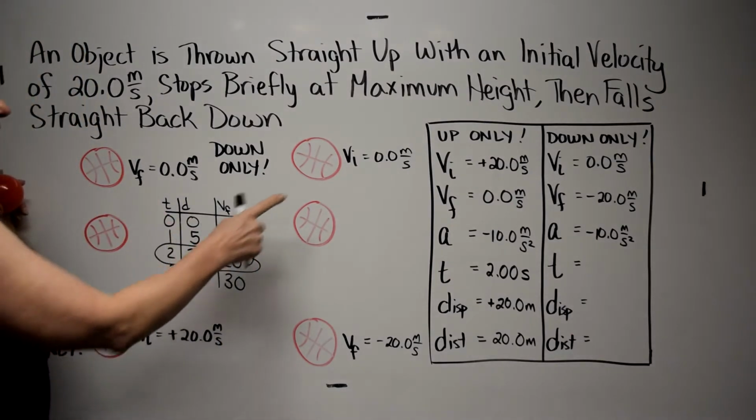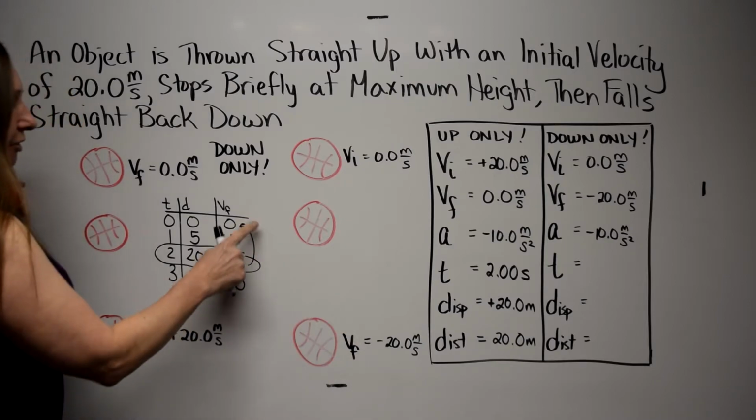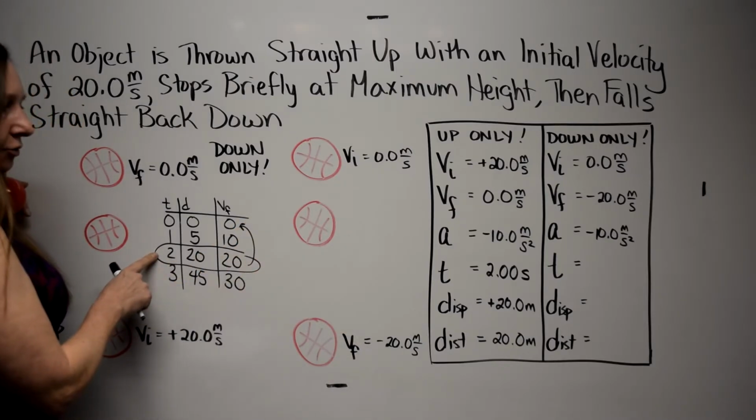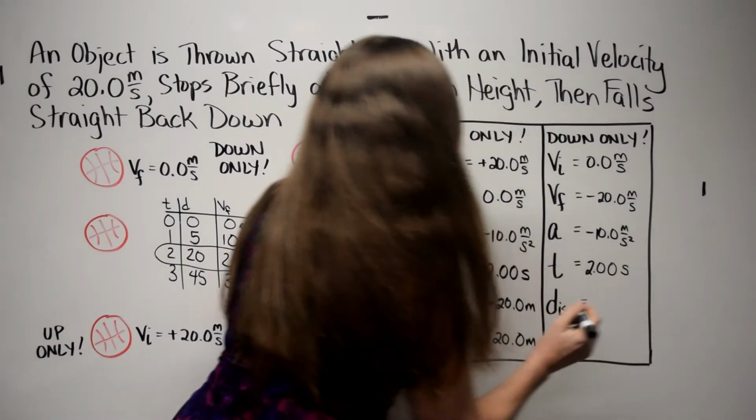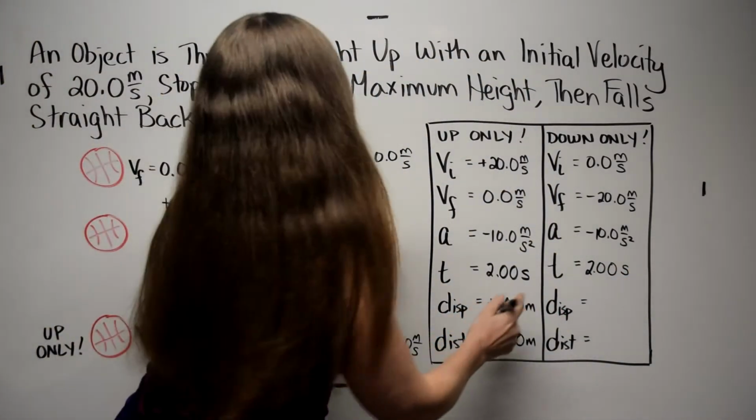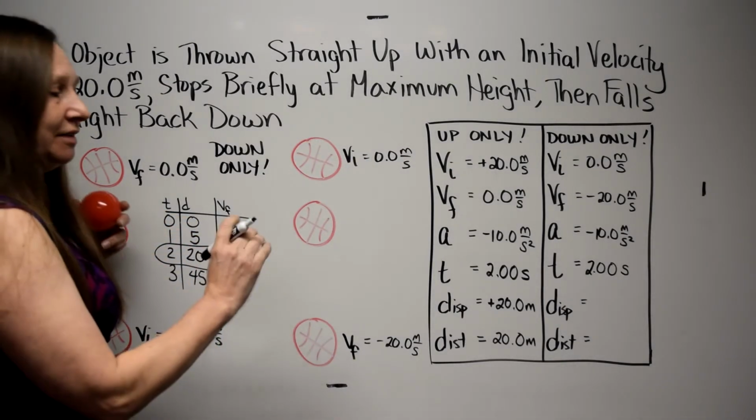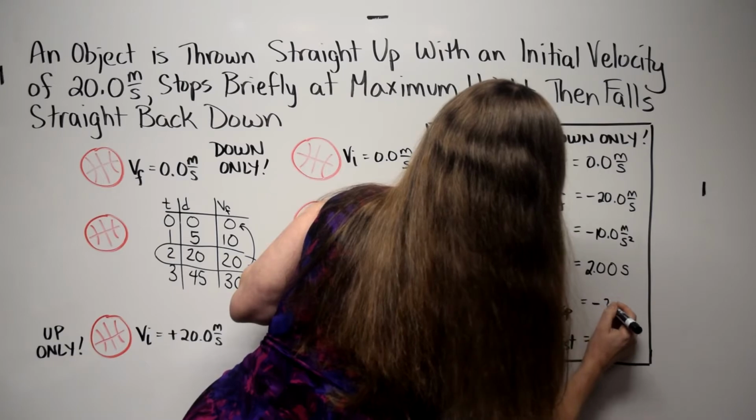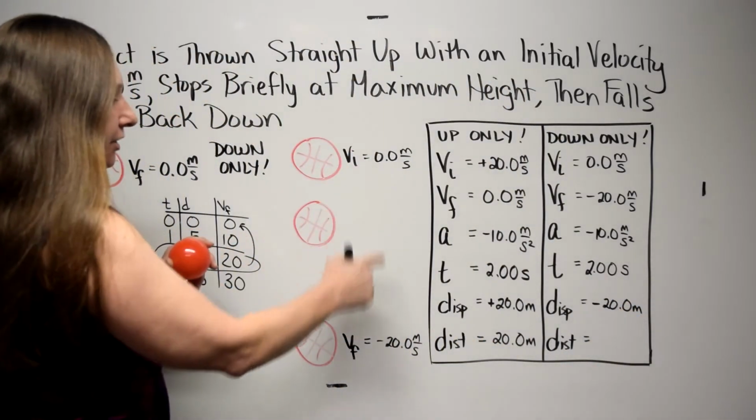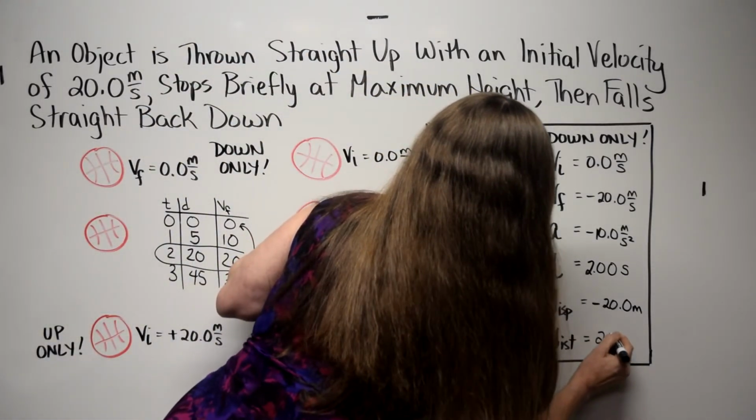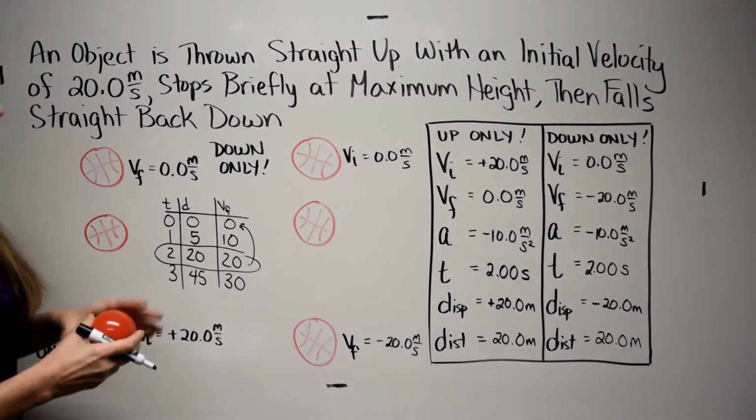How much time does it take to go from V initial 0 to 20 meters per second? From 0 to 20 takes 2 seconds. So the time to go just down is 2 seconds. The displacement, if this is 0, then down here would be a displacement of negative 20 meters. And the distance covered is 20 meters, because with distance, we don't care about direction.